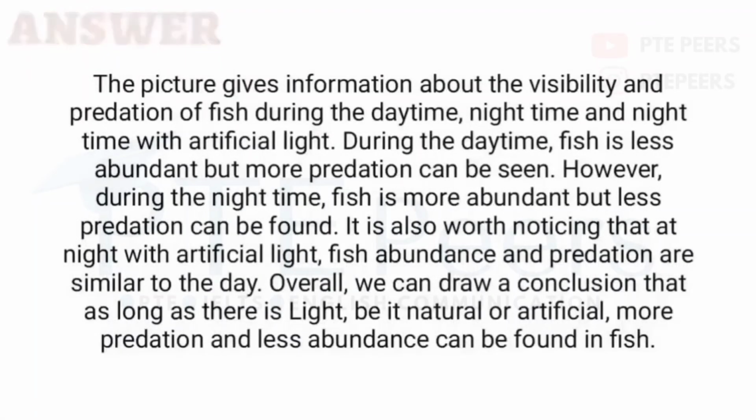The picture gives information about the visibility and predation of fish during the daytime, nighttime and nighttime with artificial light. During the daytime, fish are less abundant, but more predation can be seen. However, during the nighttime, fish are more abundant but less predation can be found. It is also worth noticing that at night with artificial light, fish abundance and predation are similar to the day. Overall, we can draw a conclusion that as long as there is light, be it natural or artificial, more predation and less abundance can be found in fish.